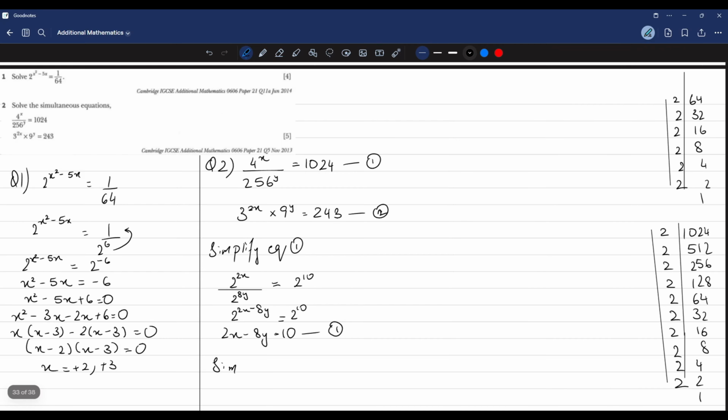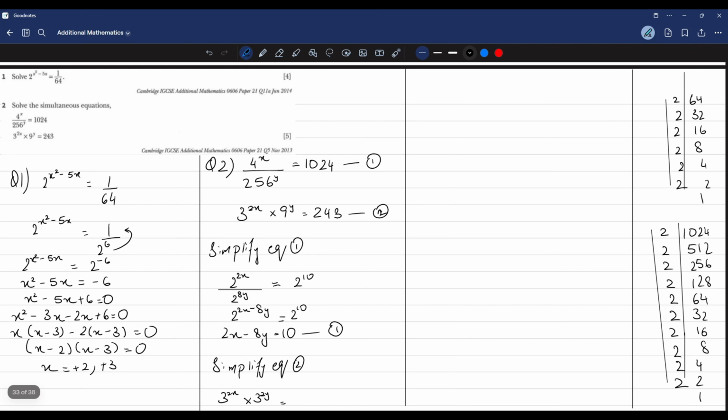Now simplifying equation number 2. What you're going to do is write this down. 3 raised to the power 2x, well, that's the simplest form we can write that in. Multiplied by what can 9 raised to the power y be written as in the simplest form? It's going to be 3 raised to the power 2y equals 243. Now again, take out the LCM for 243.